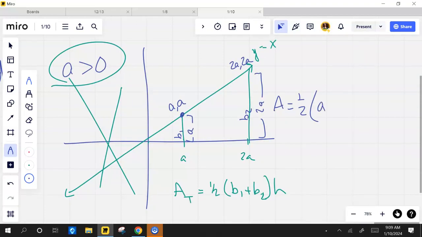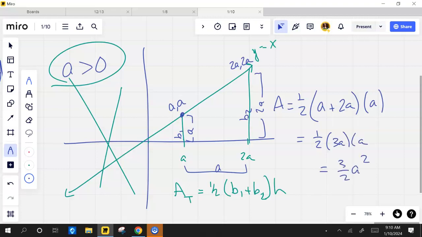So I've got A, that's base 1, plus 2A, that's base 2, times the height. Well, what's the height? A. That's right. The difference between these two, 2A minus A, is going to give you A. So this spans a distance of A. And now I can clean that up just a bit. 1/2 times 3A times A, which would be 3 over 2 A squared. Wasn't that fun? Say yes, because it was.